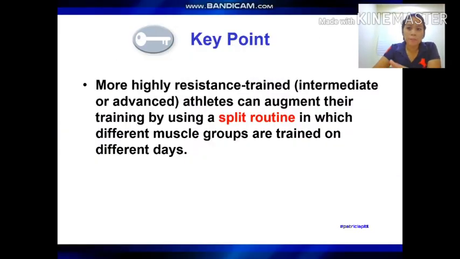We can talk about split routine. Today they are doing upper body, the next day they're doing lower body, and the next day they're doing upper body chest, and then the next day will be upper body back.